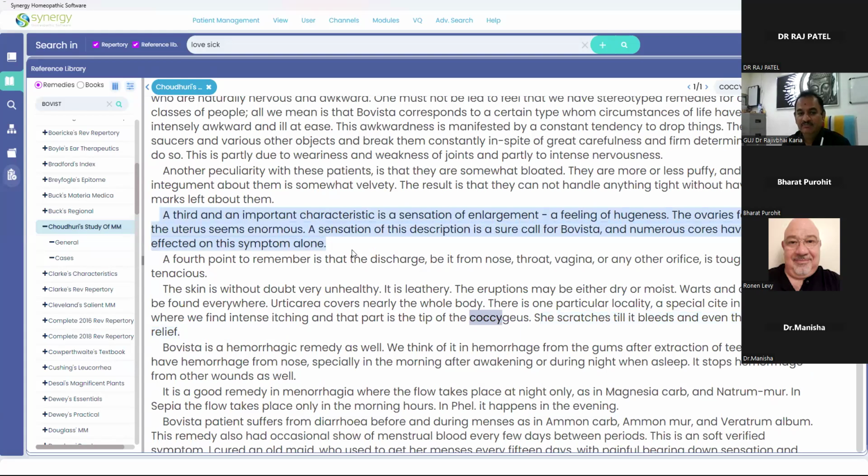And feeling of enlargement. See what is the third important characteristic, enlargement. Why enlargement? Bovista is fungus, no? Puff ball. Ovaries feel too large. Chocolate cyst. This is one of the drugs for chocolate cyst. आजकल बहुत common है chocolate cyst. A sensation of enlargement surely calls for Bovista, and numerous cases have been cured on these symptoms.